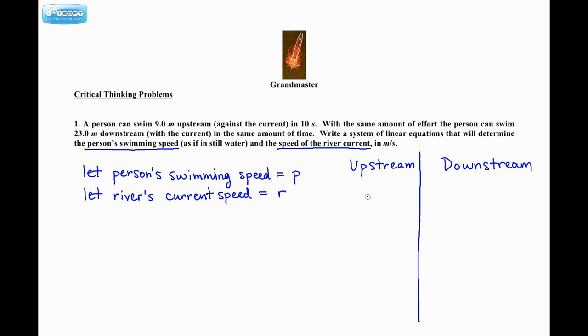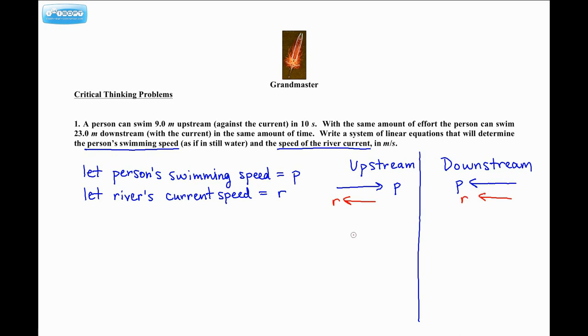Okay, so when the person is swimming upstream, let's say this way, speed is P, and the river is flowing this way at speed R. Downstream, well that means the person is going this way at speed P. The river is still flowing in the same direction. Okay, so this is R.